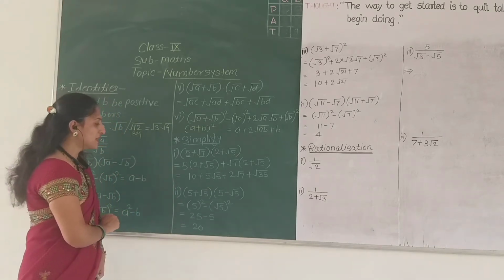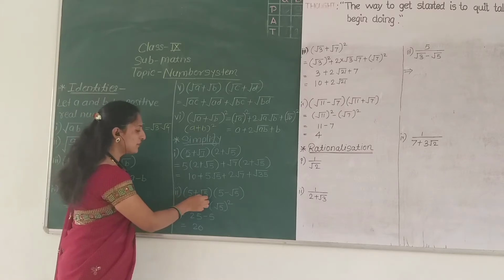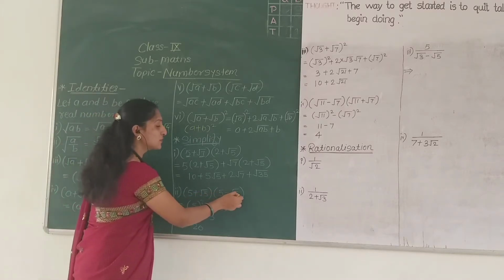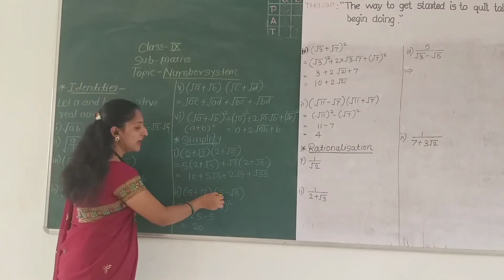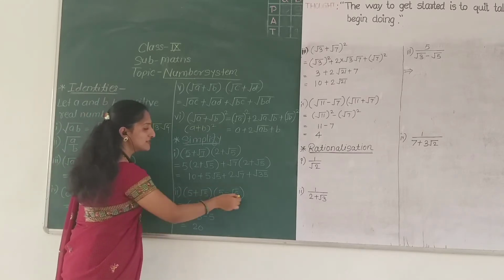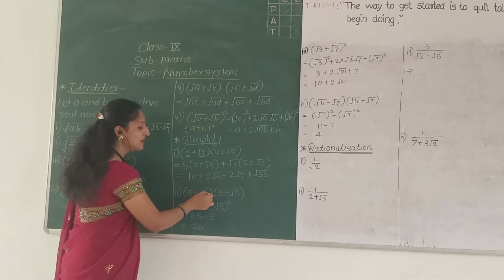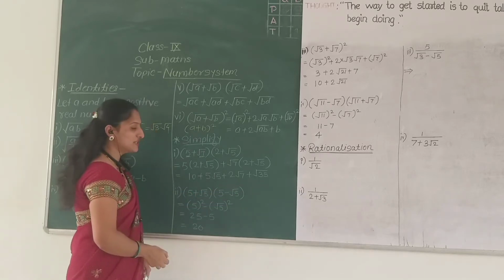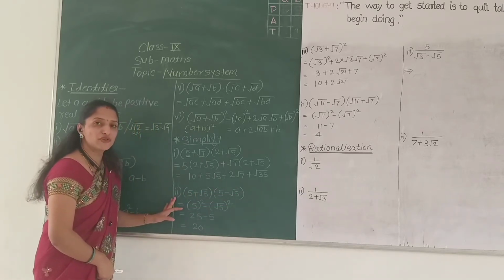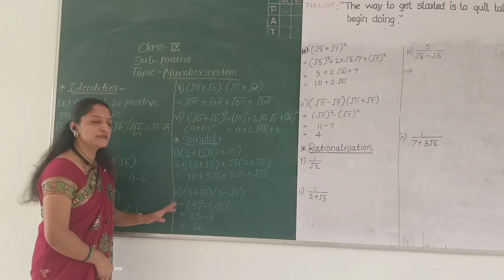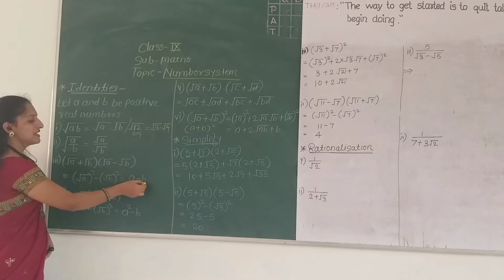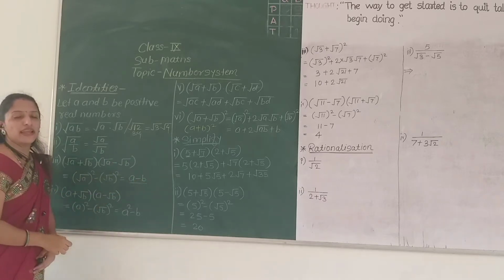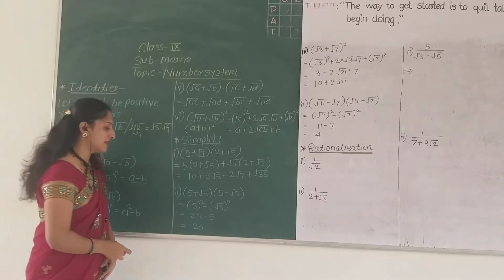Now the second example is (5 plus root 5) into (5 minus root 5). It is the same as (a plus b) into (a minus b). Here a and b are the same. What is the expansion of (a plus b) into (a minus b)? It is the expansion of a square minus b square.